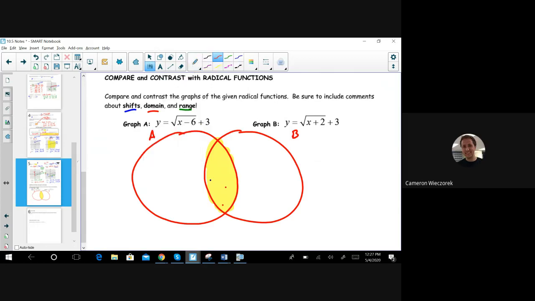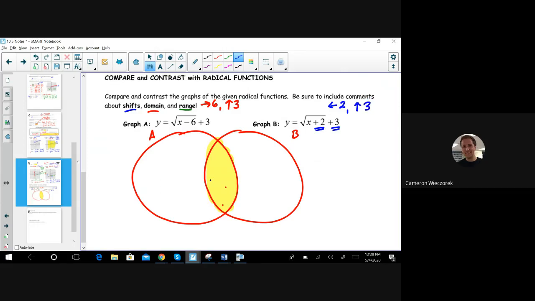Let's start with graph A. I definitely know this one is moving right 6, and I know it's moving up 3, because the 6 is underneath the radical with a subtraction sign, and the 3 is outside the radical with an addition sign. And let's look at the one on the right. I'll do this one in blue. This one, I know that's moving it left 2, and I know that's moving it up 3.